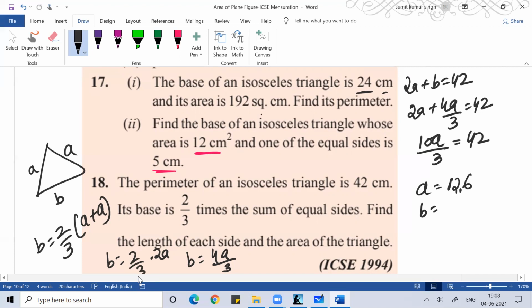Sir, why is b 4a by 3? It is written that the base is 2 by 3 times the sum of equal sides. So I assume the equal side as a. So 2 by 3 of 2a means 4a by 3. But I'm getting it in decimal. Oh, okay, sir. Check if your answer is in decimal. Normally in a triangle, you should not put it in decimal.